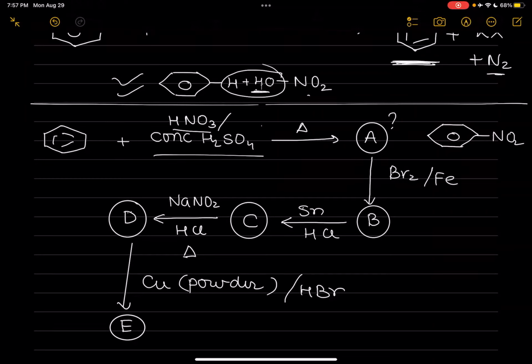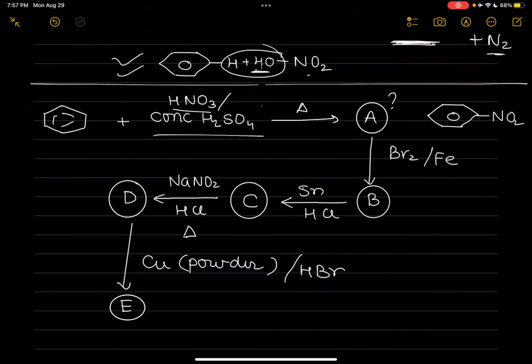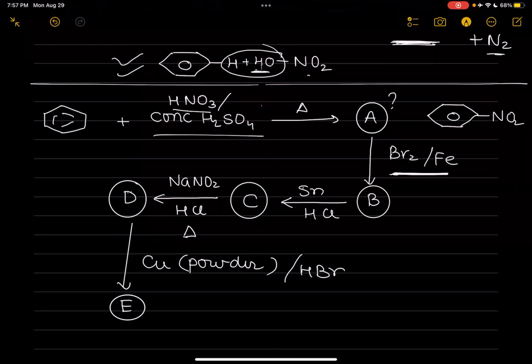Ryan, is it clear? Clear, sir. Arpit? What is B? Now you do the bromination on this A. Yeah. Bromination. Yeah, what is B?